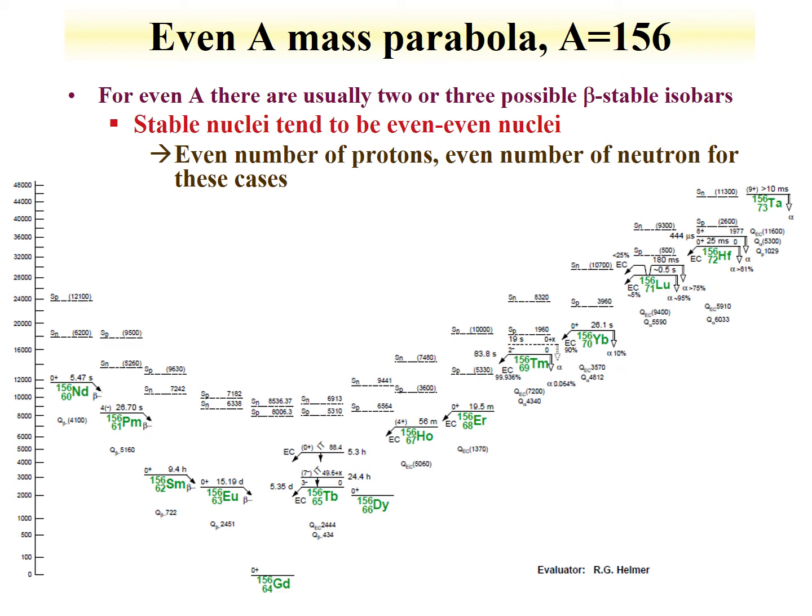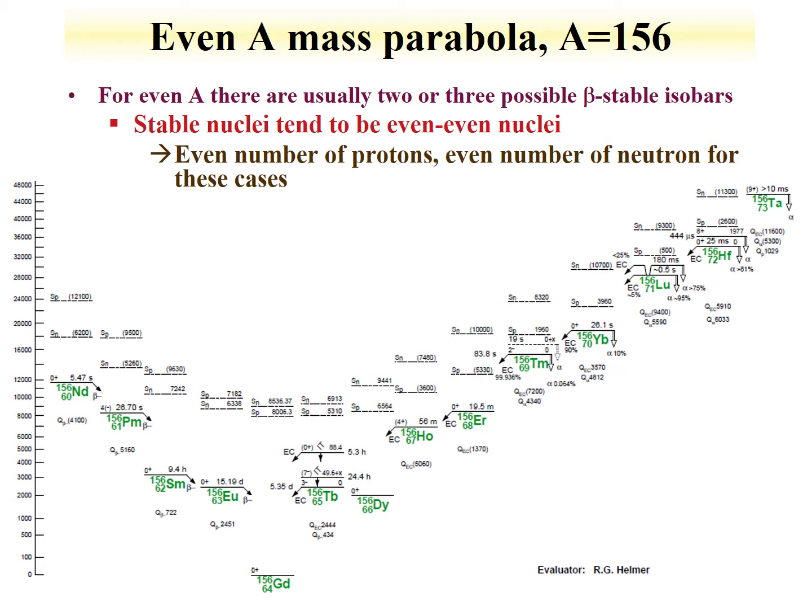So the previous slide showed an example of the A157. Here's an example of the A156 mass parabola. This is taken from the table of the isotopes. And what we want to show here is that there are two stable nuclei within this trend. And again, this mass parabola is going to give a lot more information. We see the beta decay here. So neodymium, promethium, samarium, europium, gadolinium. We're going up in Z, and then here we're going down in Z from tantalum all the way to gadolinium.